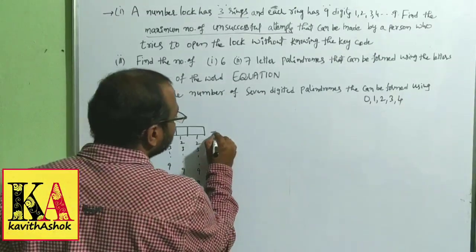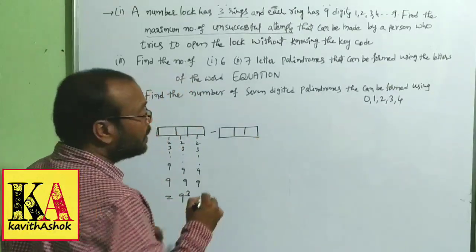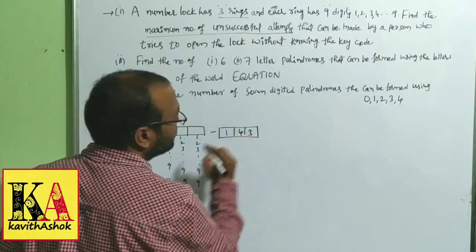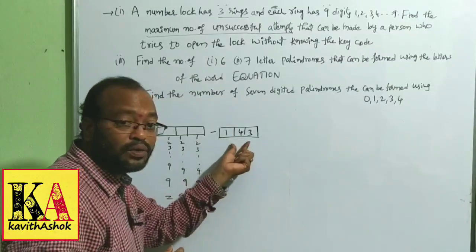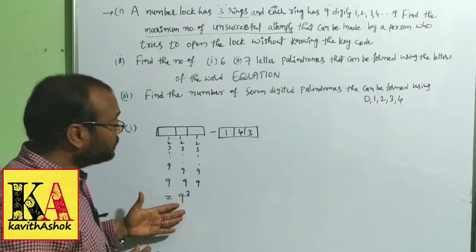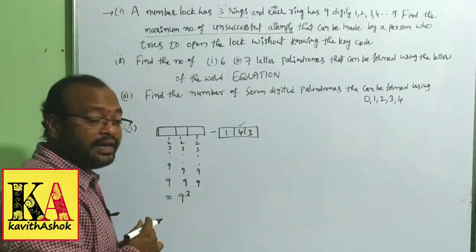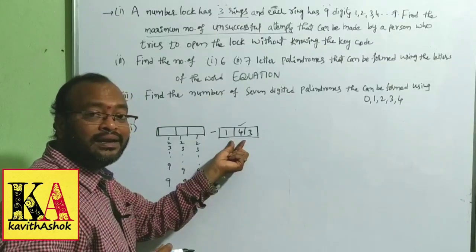But in this, one successful attempt is there. If we know the key code as 1, 4, 3, suppose, this is the only correct code. These are the total successful codes. Out of the total number of codes, the correct code is 143. If we knew this one, we would directly open.